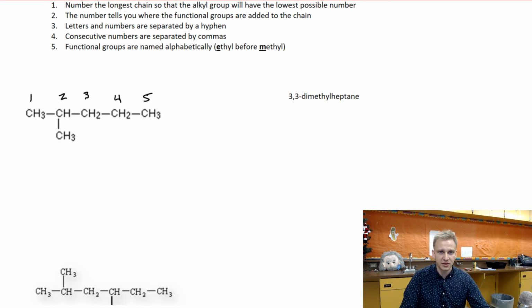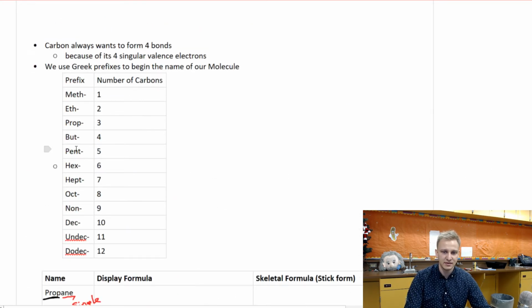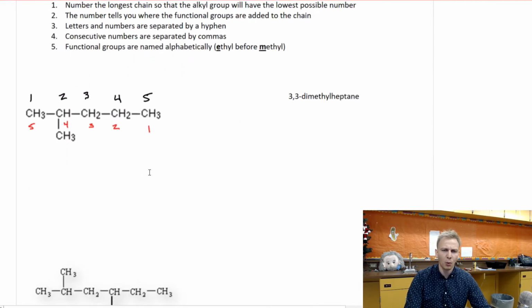Well, I also have another option. I could start numbering from this end. 1, 2, 3, 4, 5. Both of those are 5 carbons long. Both of those will be a pentane. But one of them is going to be better.